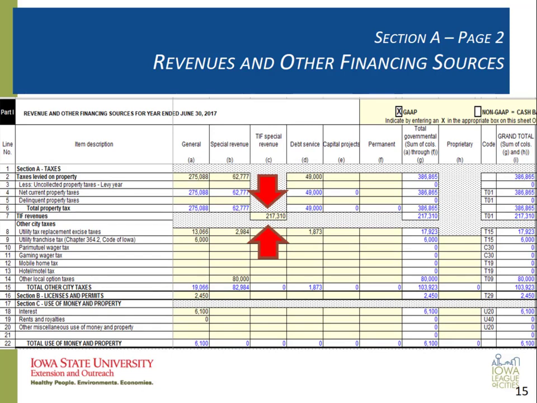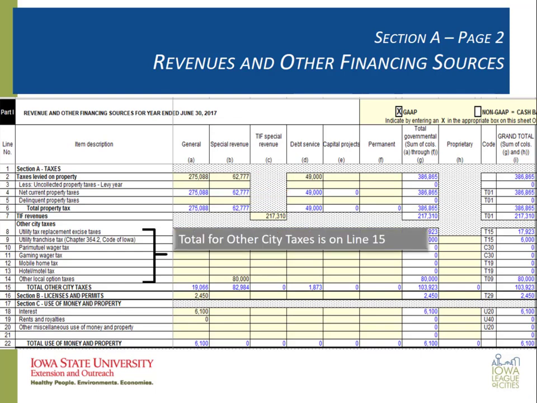On the report that you received from your county treasurer, you will also see tax increment revenue. It will be listed out separately and needs to be reported in its own column as money received from any TIF district. As you can see, the place to report that is in column C under TIF Special Revenue and row 7, TIF Revenues. Let's move down and look at other city taxes.